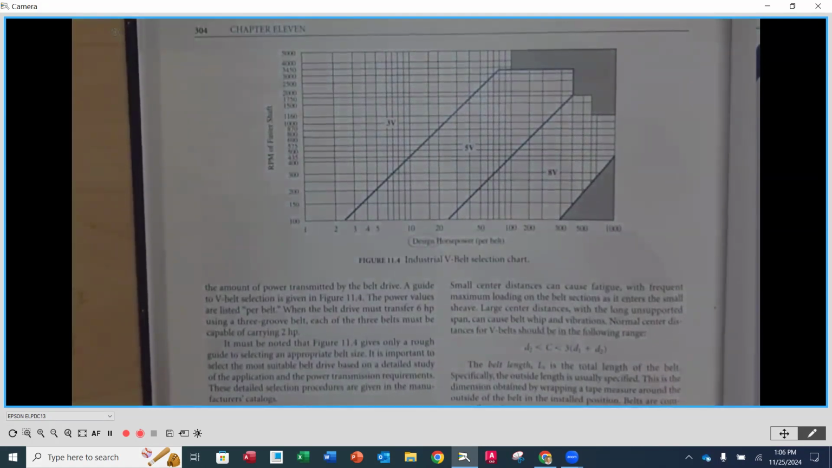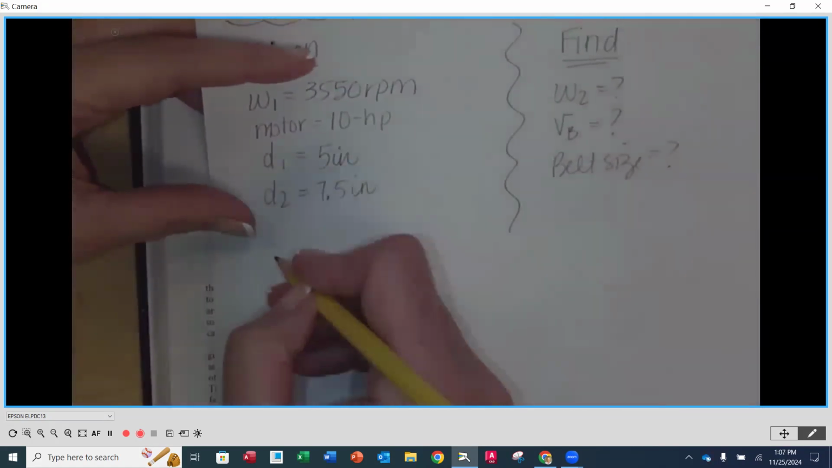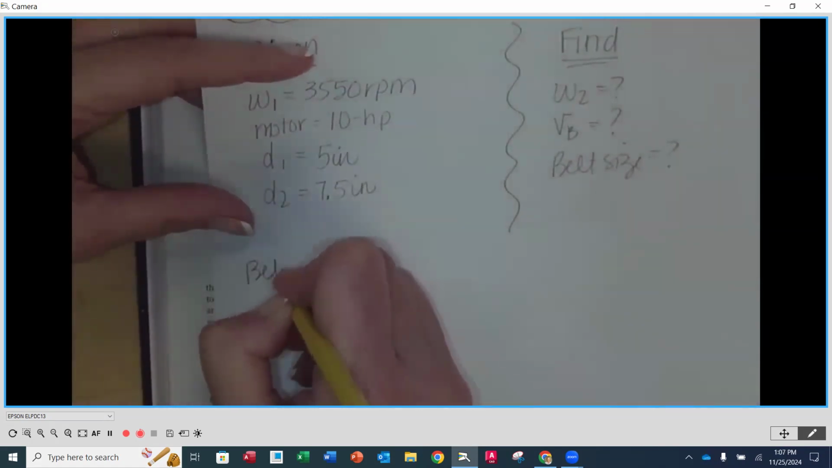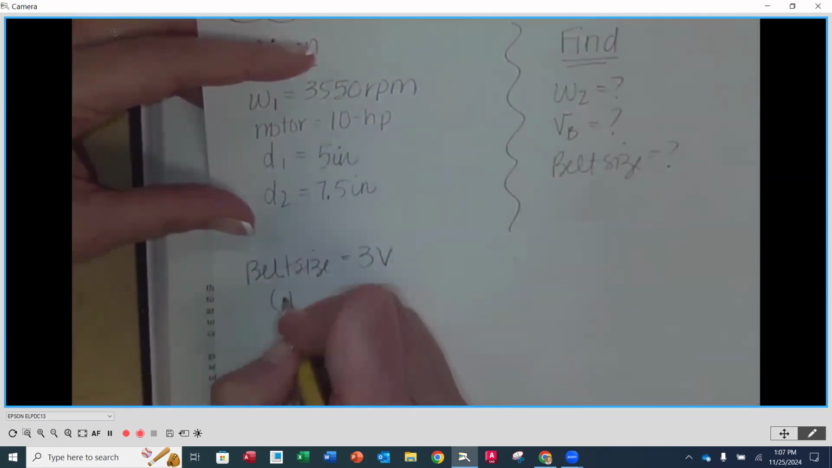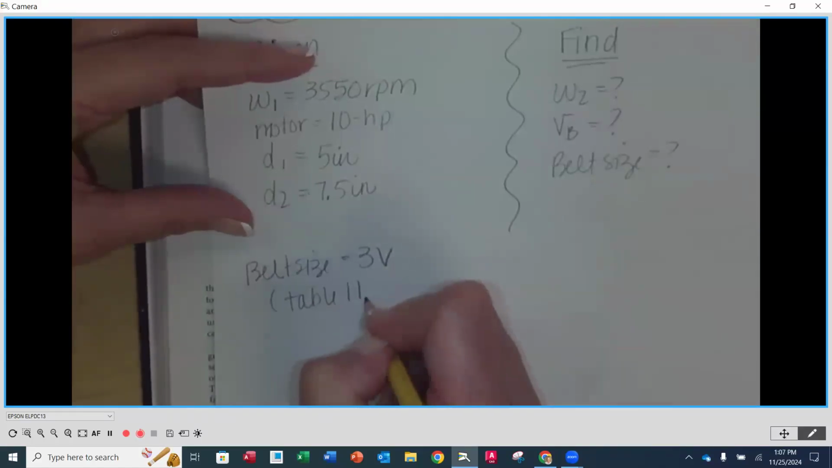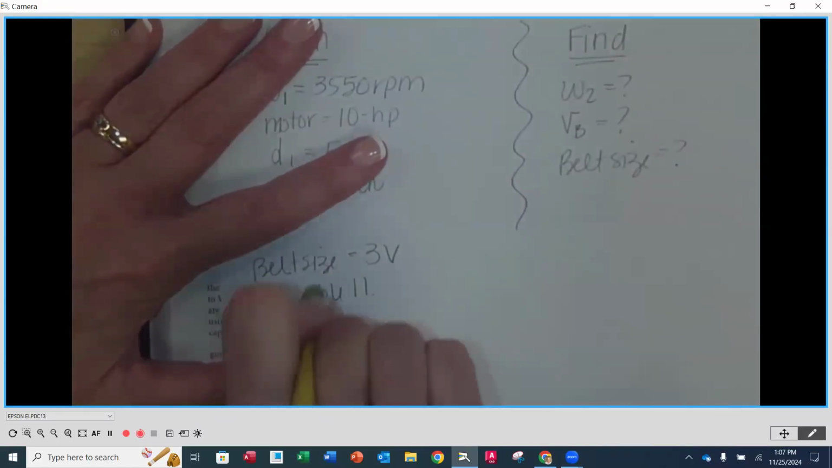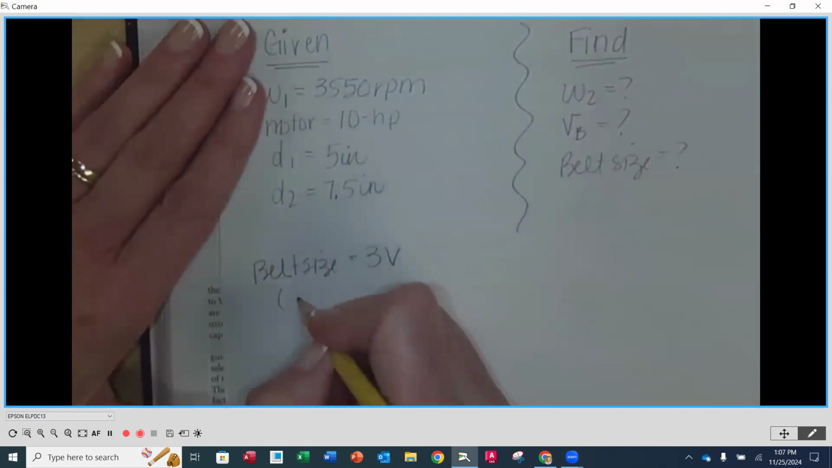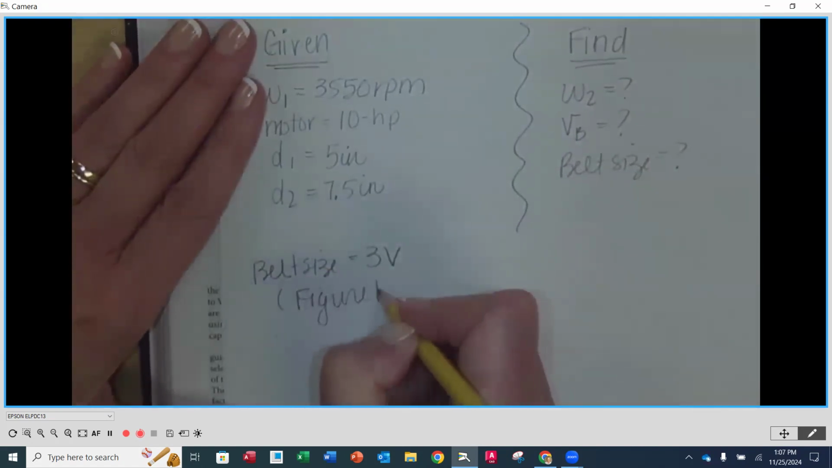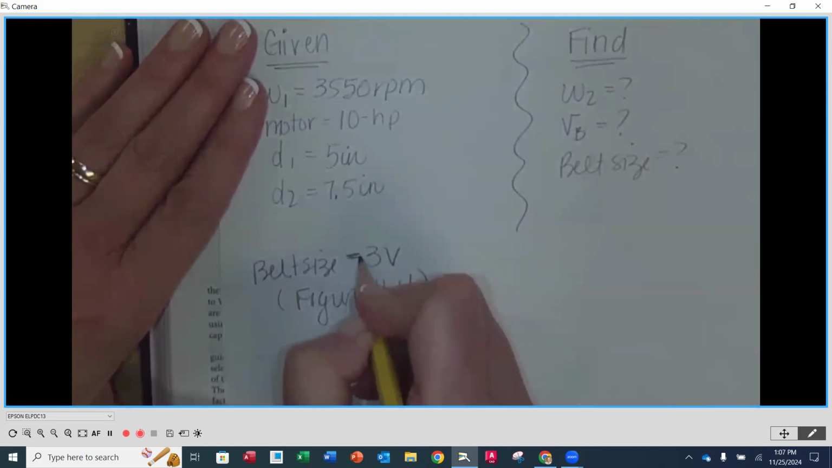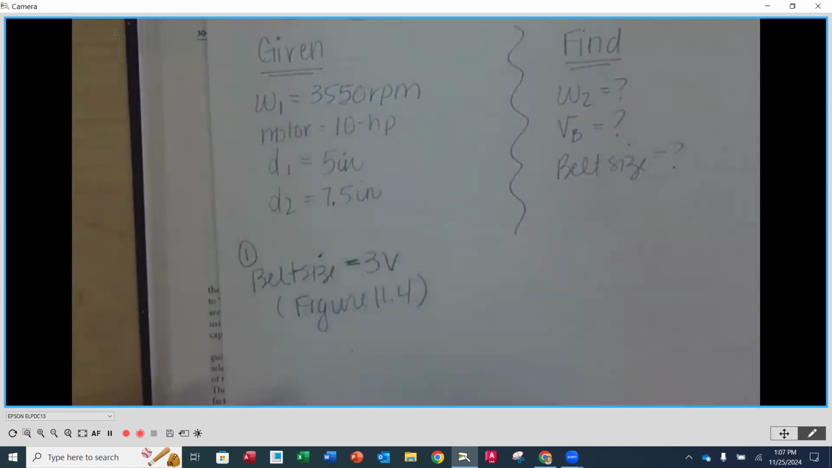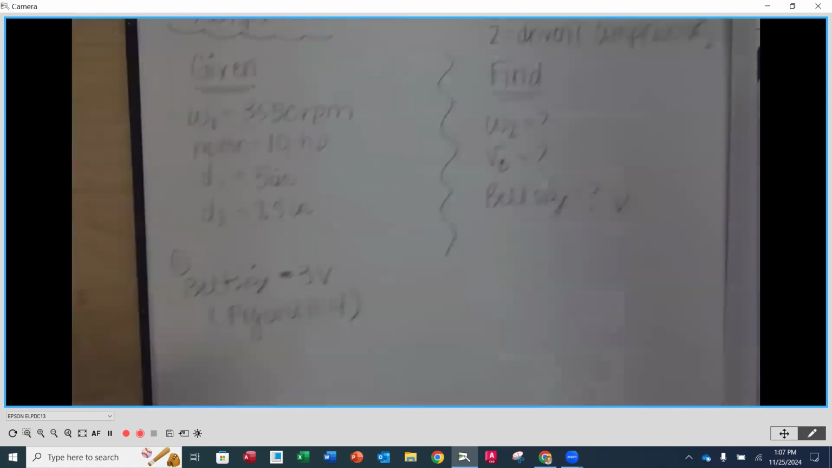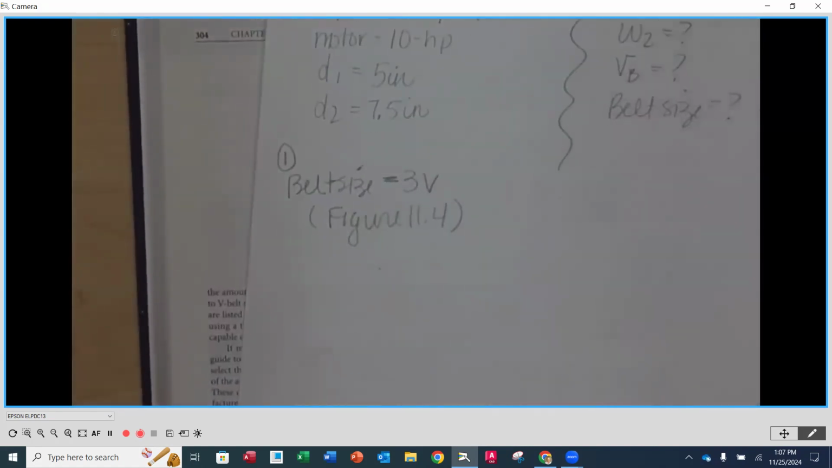3V. Exactly, 3V. Excellent. Thank you. So the first part of our problem is going to be our belt size. Going to be 3V, and you can just say from figure 11.4. So if you would, that's kind of like the first part of what we have to find, okay? The belt size.